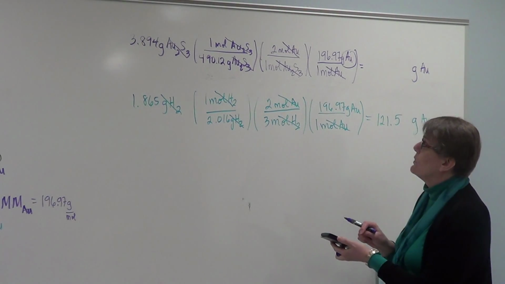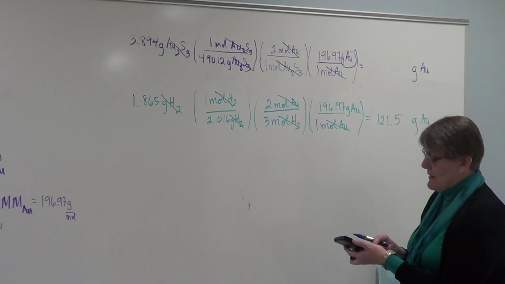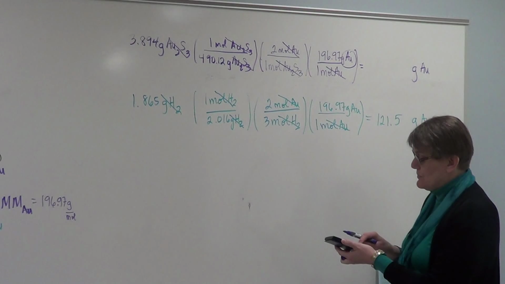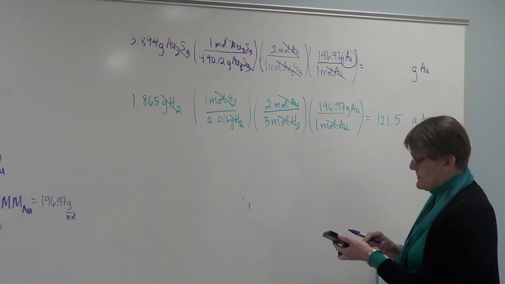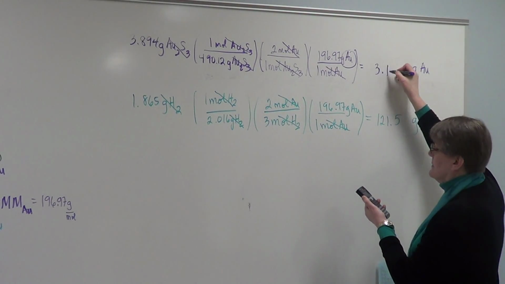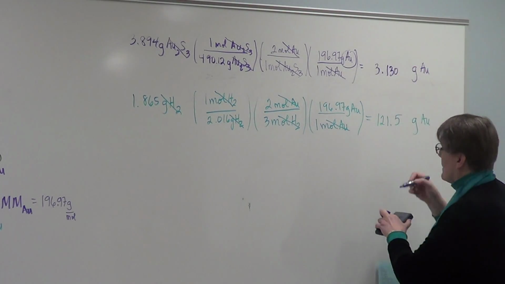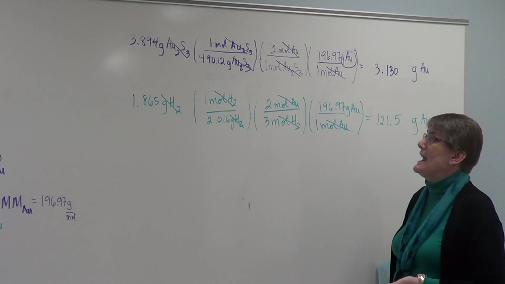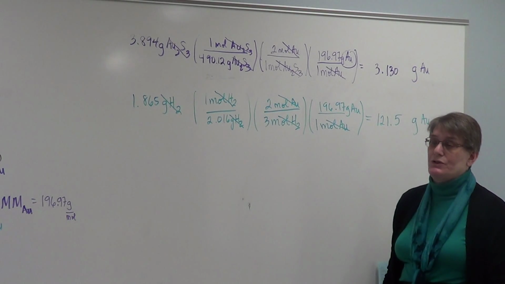And 3.894 grams of gold sulfide divided by 490.12 times 1 times 2 divided by 1 times 196.97 divided by 1. And I can get 3.0130 grams of gold from my 3.894 grams of gold sulfide.